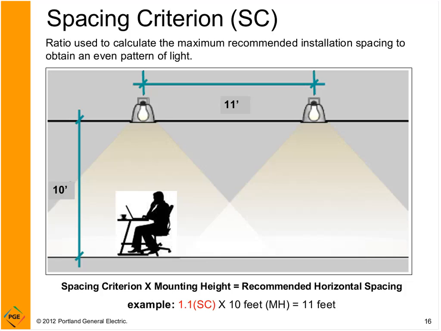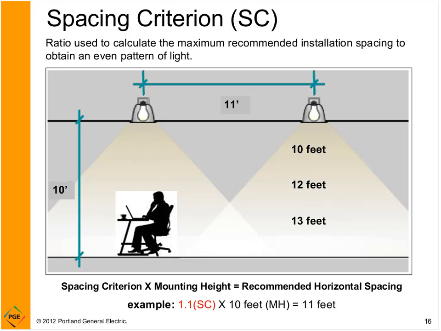So what if the spacing criterion was 1.2? This is the quiz. So how far apart should the fixtures be spaced with a spacing criterion of 1.2? And what I'd like you to do is point to what you think is the answer.